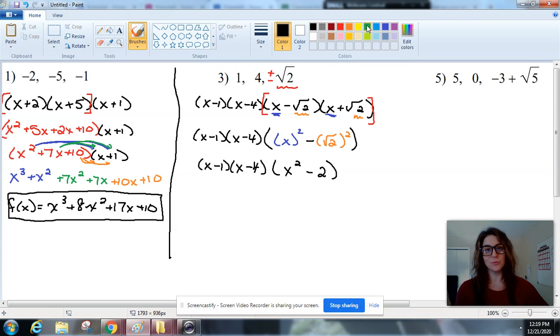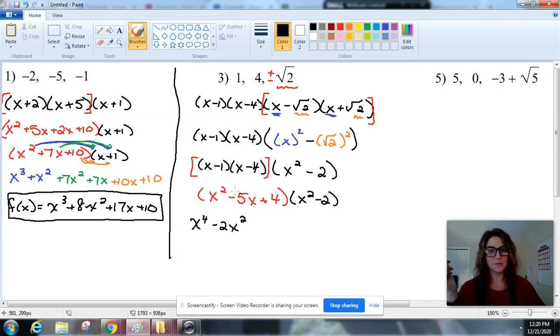And then again, I continue multiplying and grouping things together. So if I multiply these 2 out next, I'm going to get x squared minus 5x plus 4. Again, I'm kind of skipping some of the steps. We should know how to multiply polynomials together, especially with foiling. And then again, from here, it's a matter of distributing. So x squared times x squared is x to the 4th. X squared times negative 2 is negative 2x squared.